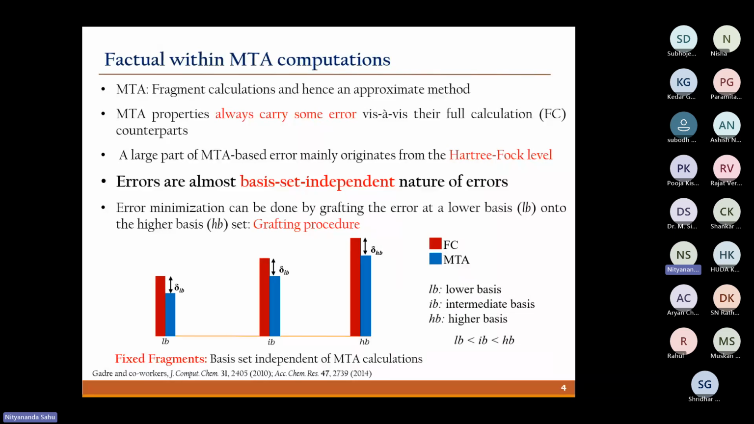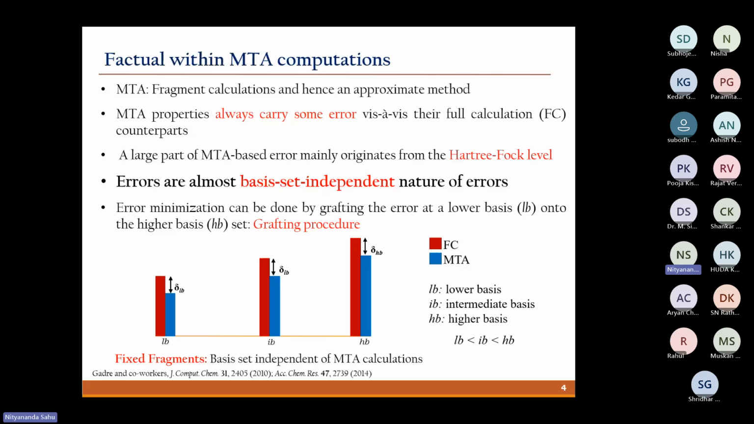But what you can do, you can always do a full calculation at the lower basis, and also do an MTA based calculation at the lower basis. Remember, I am talking about the given scheme and given system. Once you do the calculation MTA and full calculation at the lower basis, you take the difference and you just add that to what you get from MTA based calculations at the higher basis.